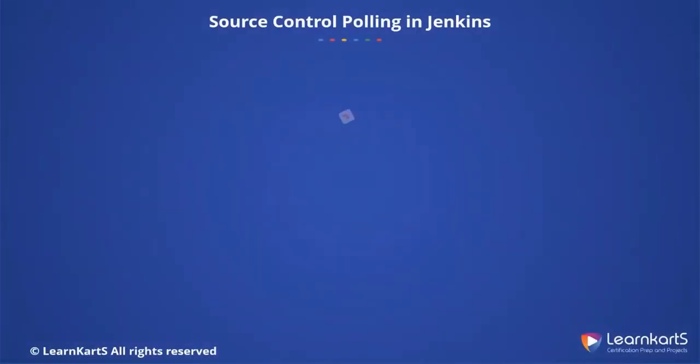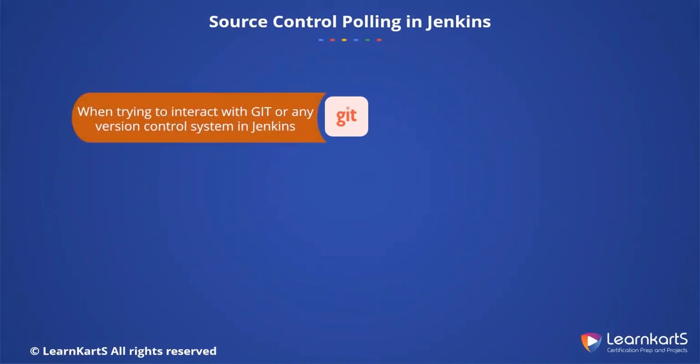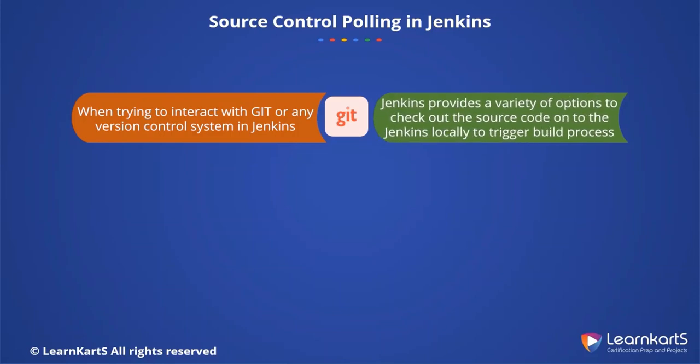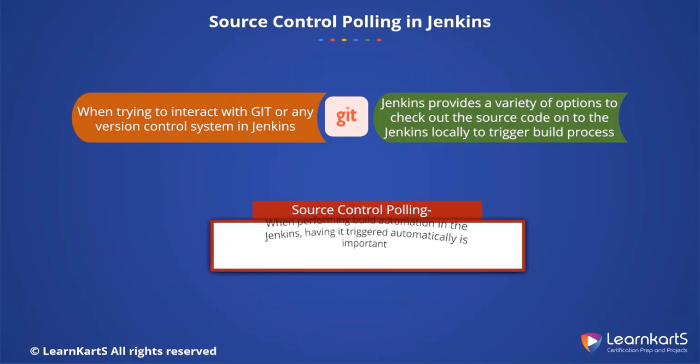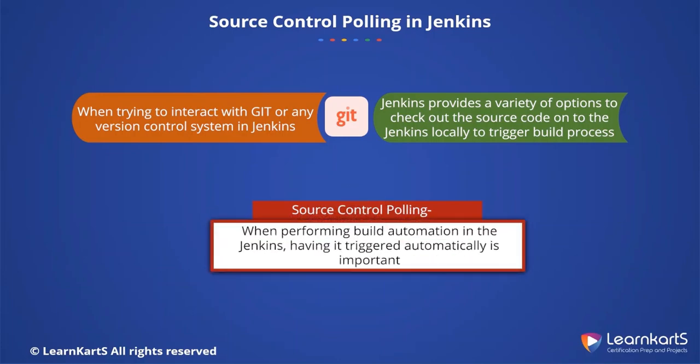Now, when we are trying to interact with Git or any kind of version control system in Jenkins, of course, the way we fetch the changes is very important. A Jenkins job provides a variety of options to check out or bring the source code onto the Jenkins locally, so that at least the build process can be triggered, can be initialized. Now we have a very good feature called source code polling in Jenkins. As part of this setting, this is purely there from the build perspective.